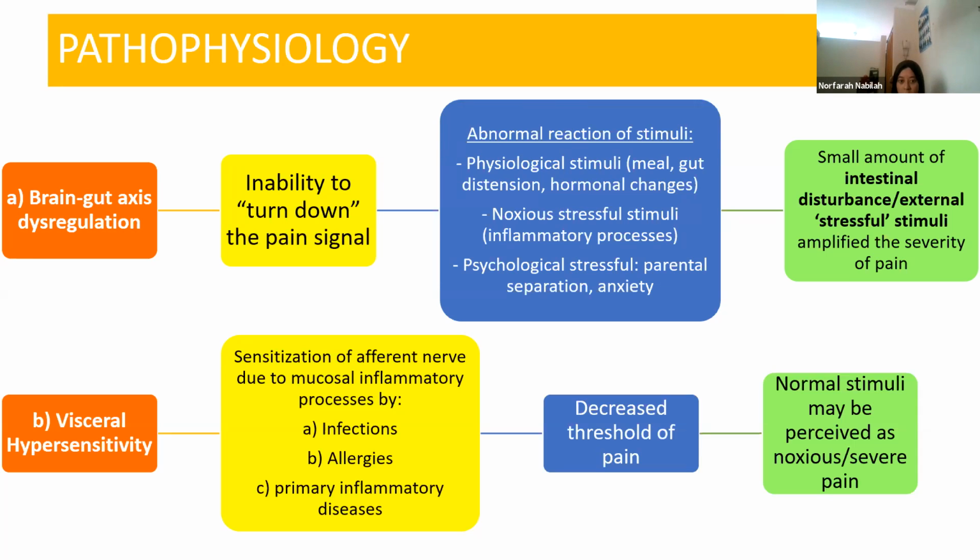And the second one is because of visceral hypersensitivity. This could be due to the abnormal interpretation of normal signals by the brain or aberrant signals sent to the brain, or it can be both. So from that, even normal stimuli may be perceived as a severe pain.